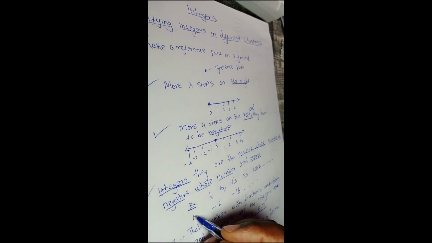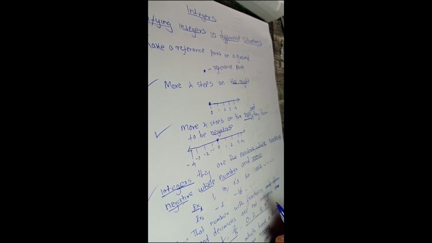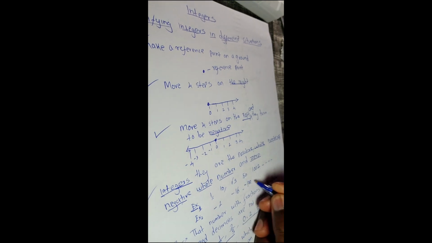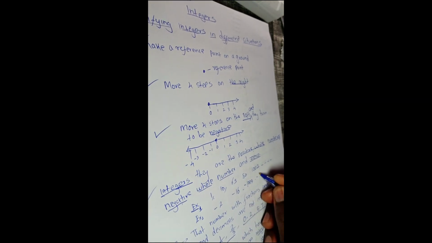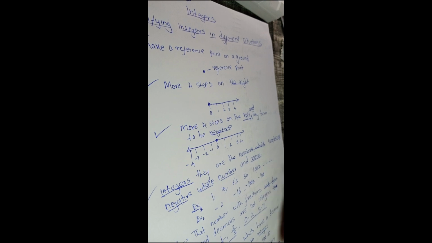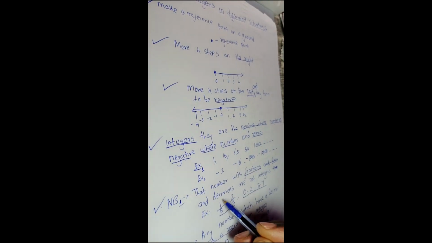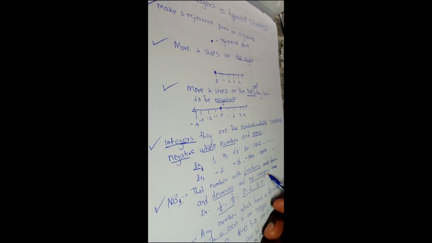The other example, that was example 1. Example 2 is about the negative 2, negative 6, negative 1000, negative 10,000, and they continue as such. From there, my first NB is that numbers with fractions and decimals. So any number with a fraction and a decimal, they are not integers.